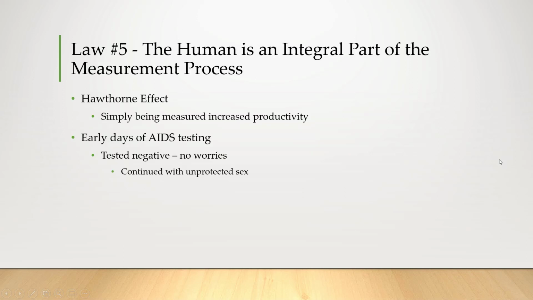Law 5. The human is an integral part of measurement. The Hawthorne effect, there are these two examples. The first one is the Hawthorne effect, which is also in your textbook for more information. What it simply was is a workplace measured whether, if they provided better lighting, more production got done. So the employer wanted to look at whether providing better lighting would increase productivity.